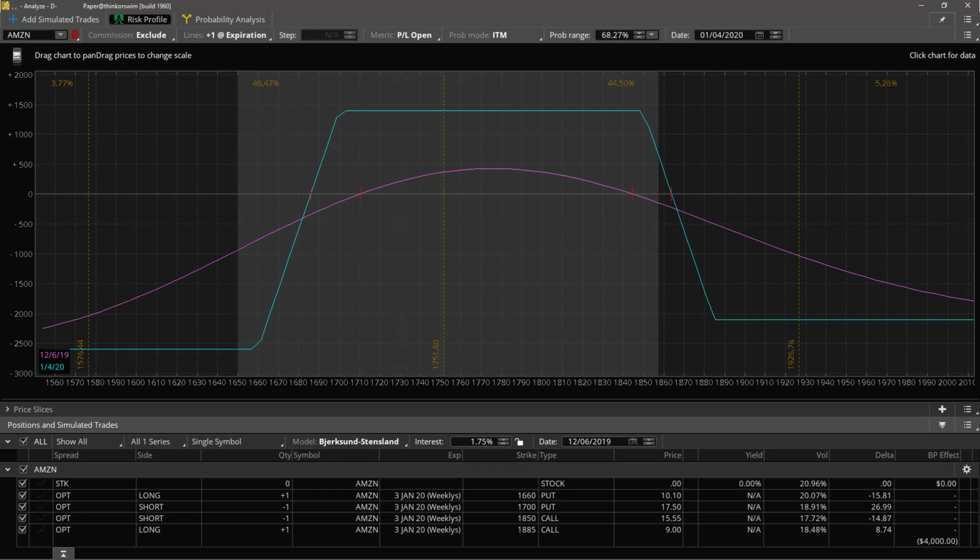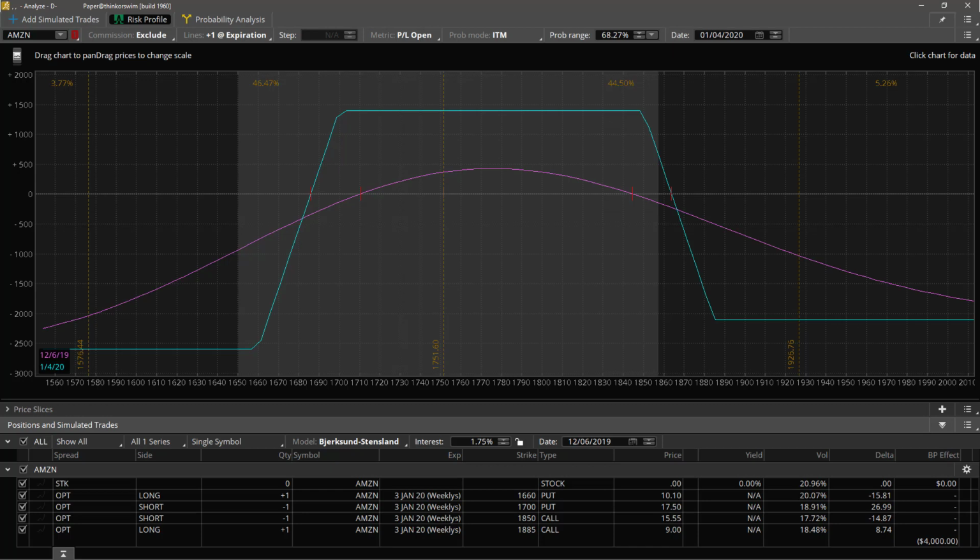What you're looking at right here is the risk profile chart of an Amazon Iron Condor, consisting of a long 1660 put, a short 1700 put, a short 1850 call, and a long 1885 call. What you can see from this chart, when you look at the magenta line, is that this magenta line represents the value of this trade today.